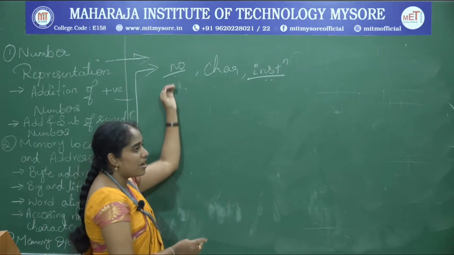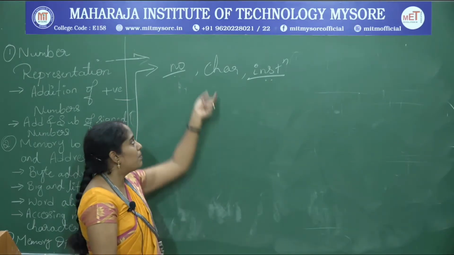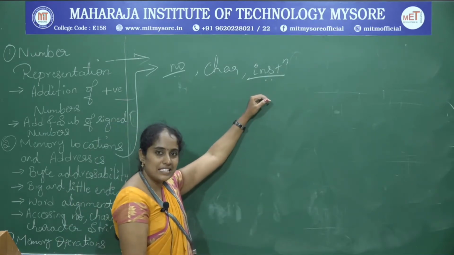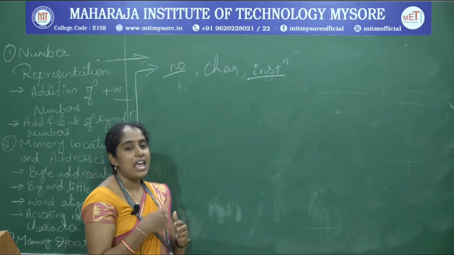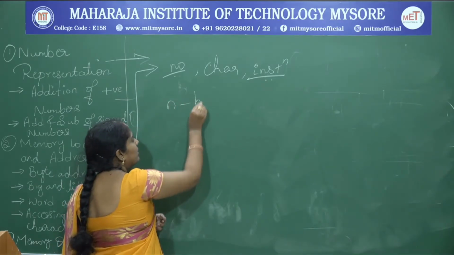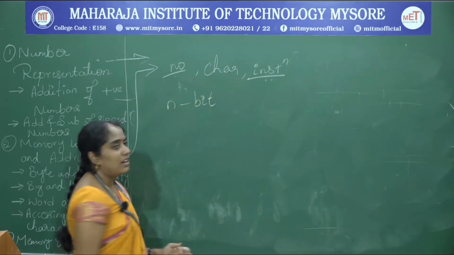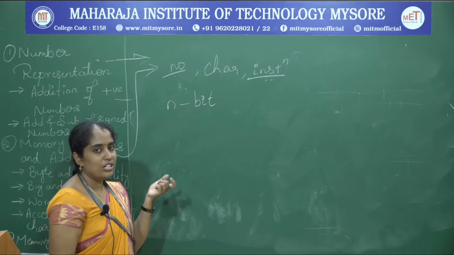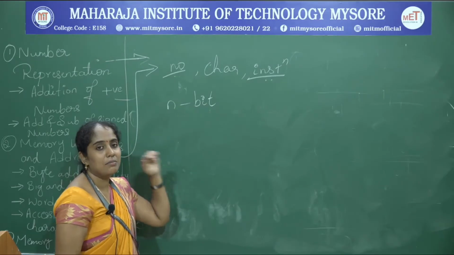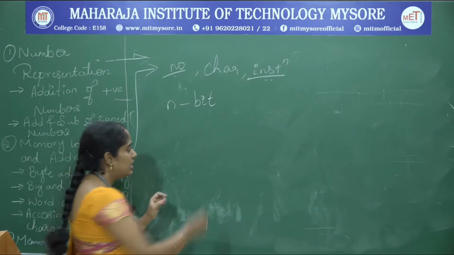To represent a number we need n bits. To represent a character again we need n bits. To represent instructions we need n or more bits. So what is that group of bits? In the memory, that group of bits is called a word.